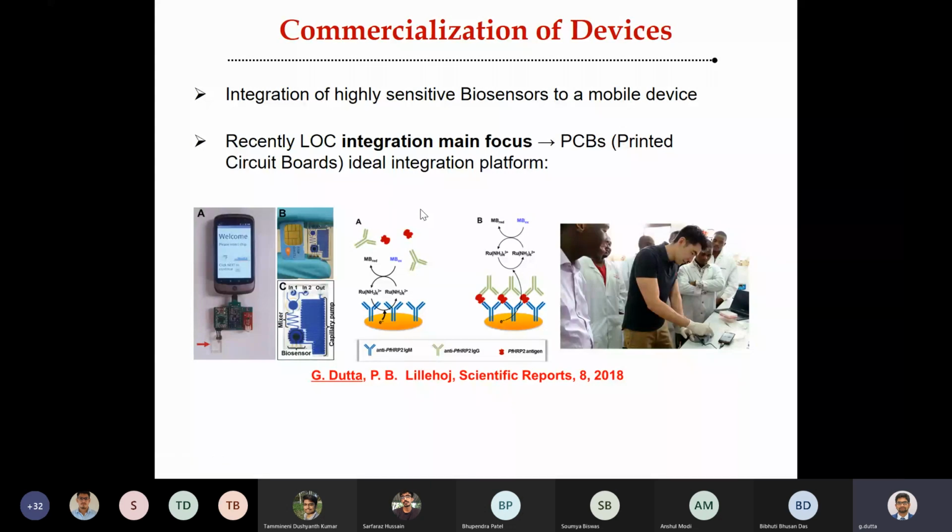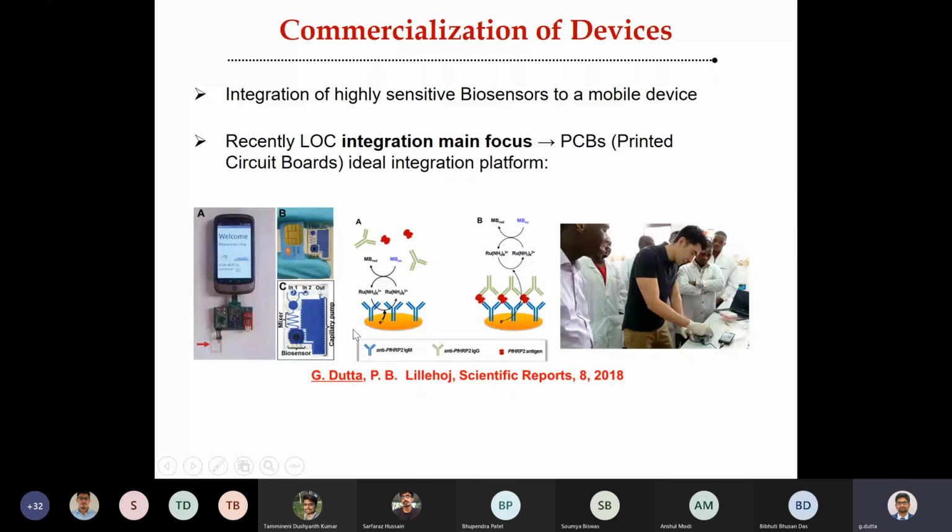I will teach you different kinds of lab on a chip. LOC means lab on a chip, so that we can integrate our sensor, and we can use the printed circuit board technology that I already taught you last class. We can use some signal amplification using some chemistry, and we can use some microfluidics for delivery of the sample from the reaction site to the biosensor area, and we can measure the signal, right? So everything can be done.